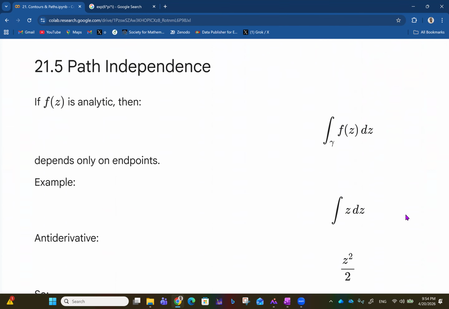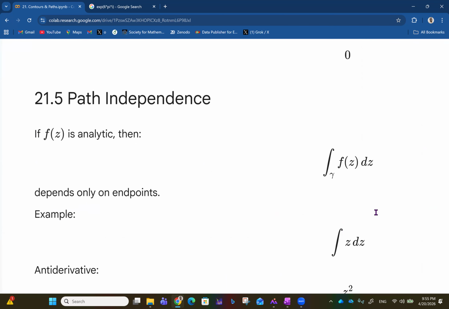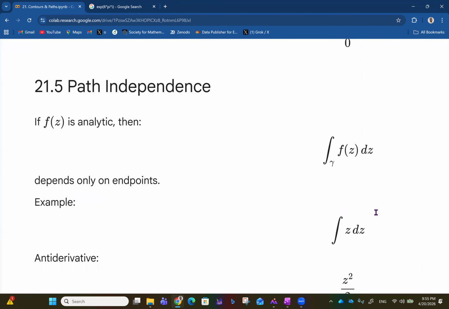If f of z is analytic, then the integral of f of z dz along gamma depends only on endpoints. For example, if you integrate z dz, the antiderivative is z squared over 2, and then you substitute the endpoints, end minus start, the same way we've been doing before. So for path independence, if f of z is analytic, then the integral depends only on endpoints.